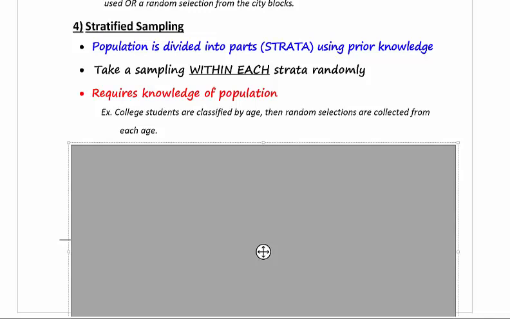An example here would be college students classified by age. Then random selections are collected from each age group. When we do studies at our college, for example, we don't want to use only people who are just out of high school because that's not reasonable for our student population. So we would want to know what percentages are in each piece, and then we would sample from each category that we decided was important to sample from.